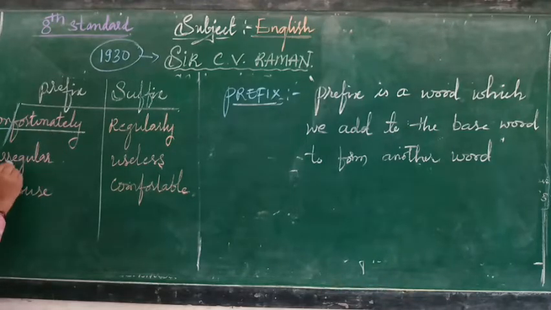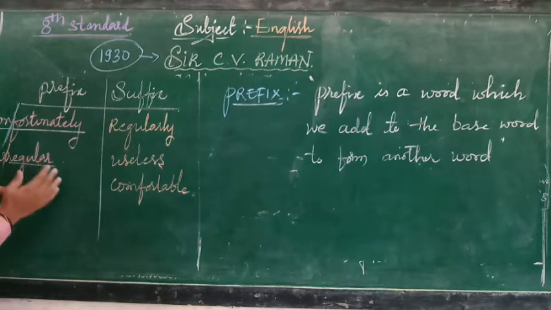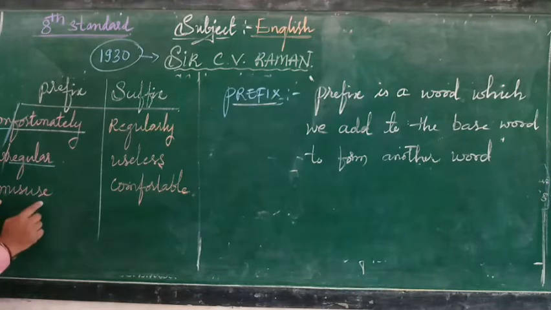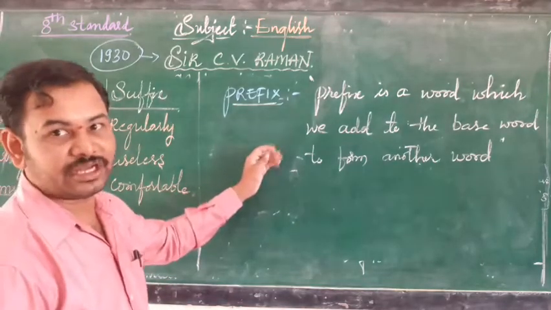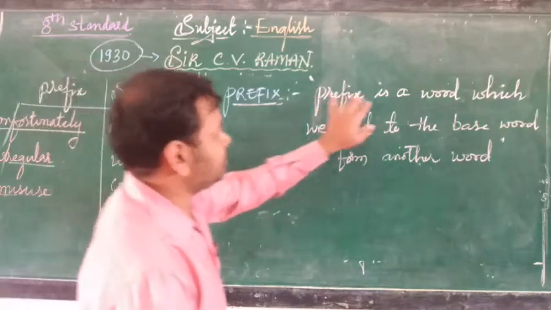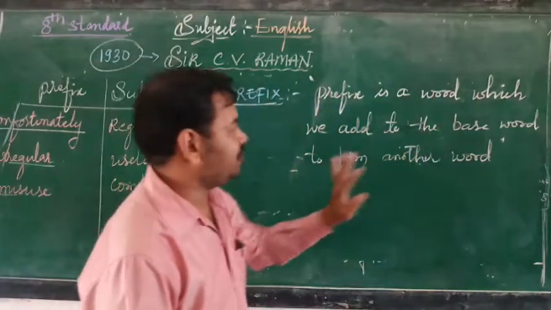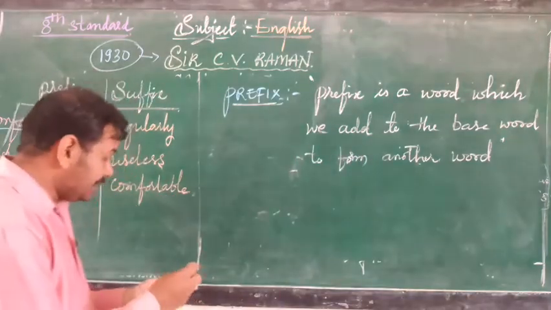Second example, regularly. My dear student, regular is the base word and ir is the prefix. See, after adding the prefix to the base word, it has changed into irregular. Next, misuse. Use is the base word. What is mis? Mis is the prefix. I hope that you understand about the prefix. Prefix is a word which we add to the base word to form another word. That is called prefix. Let us see the next one.